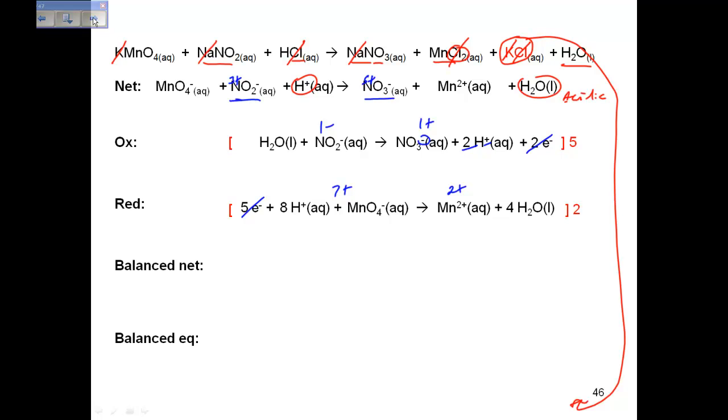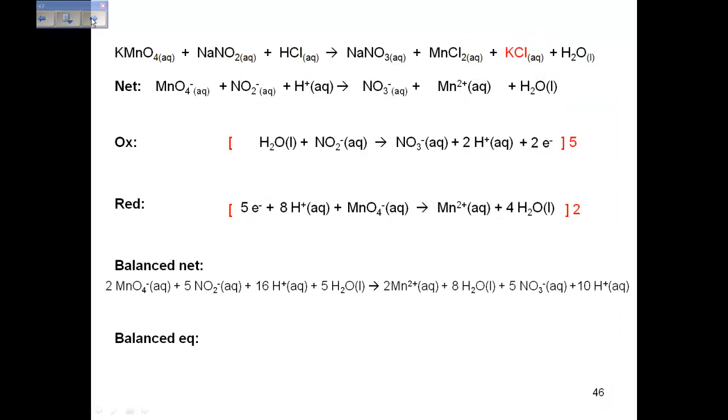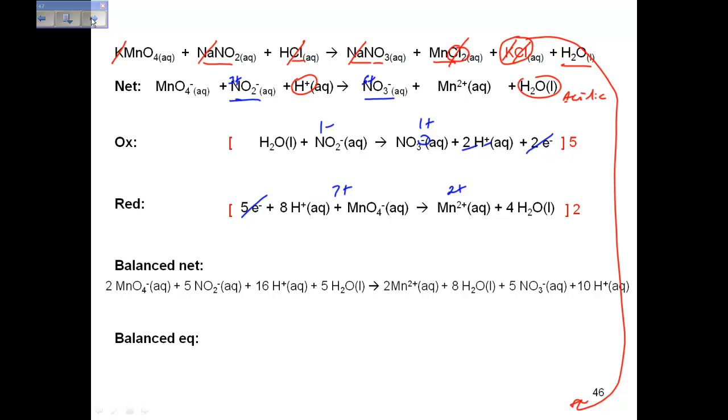Same thing with the reduction. Bring all that down. It gives me 2 permanganates, 5 nitrites, 16 hydrogen ions, 5 waters, 2 manganese 2s, 8 waters, 5 nitrates, and 10 hydrogen ions. Okay, this is my balanced net.